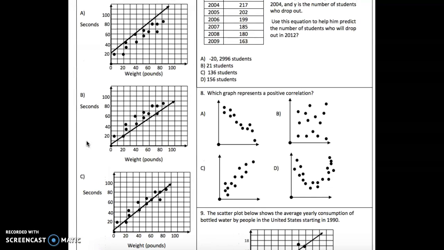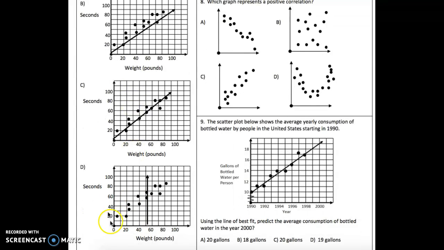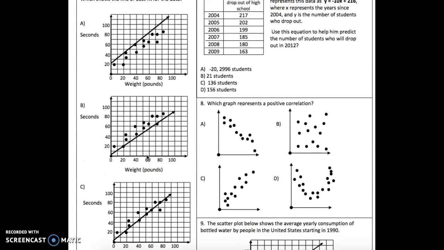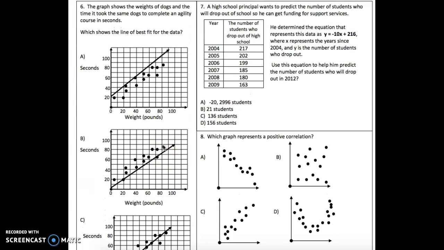So we look at these graphs and see which one has the best line of fit. Letter D down here is just crazy. We're not even going to use that. That can't be true. Okay, so let's look at A, B, and C, which shows the best line of fit. So this doesn't really go through all the dots. It goes above all of them, so it wouldn't be that. This goes below, so it wouldn't be that. So it has to be C, because C basically splits the dots in the middle. So it's the best line of fit. So number 6 would be C.